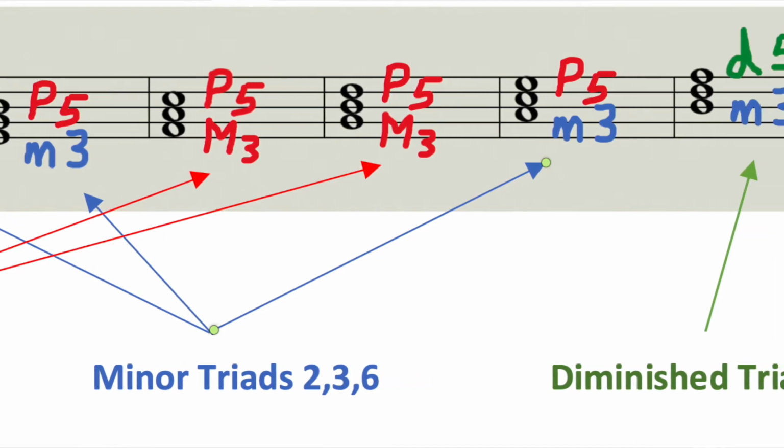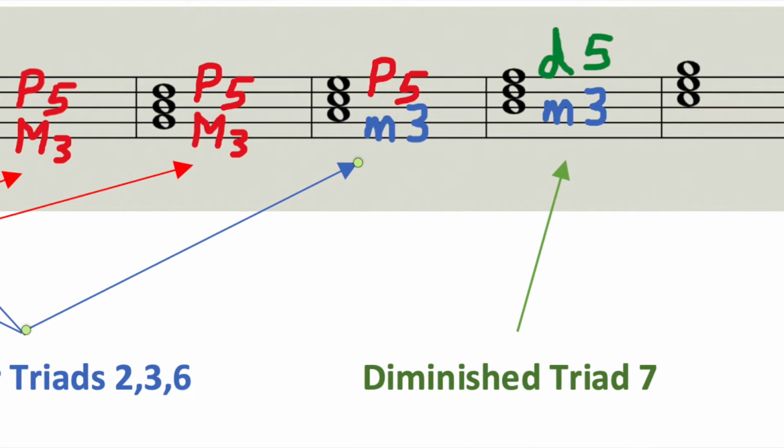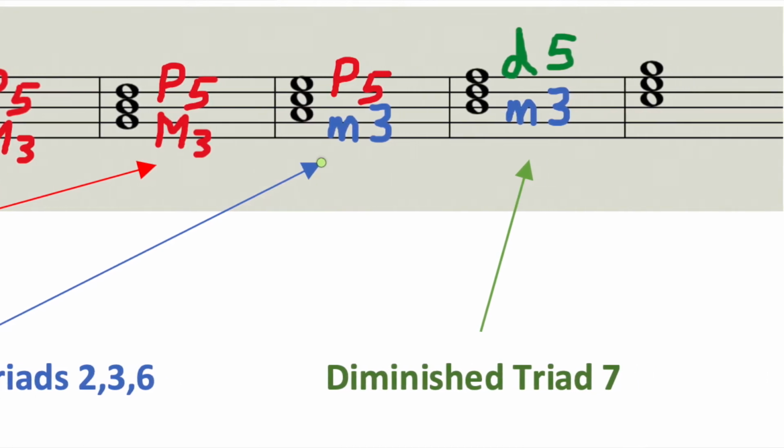Now, the 7 is a diminished triad because it's a stack of 2 minor thirds, and none of the other chords have that. If you take a major chord and flat the 3rd and 5th, you'll get a diminished triad. And if you take a minor chord and flat the 5th, you'll get a diminished triad. So you can manufacture it either way you want to, okay?